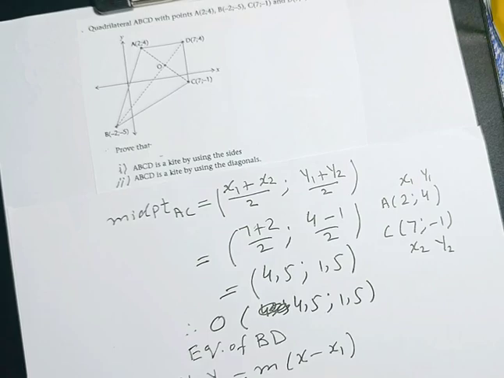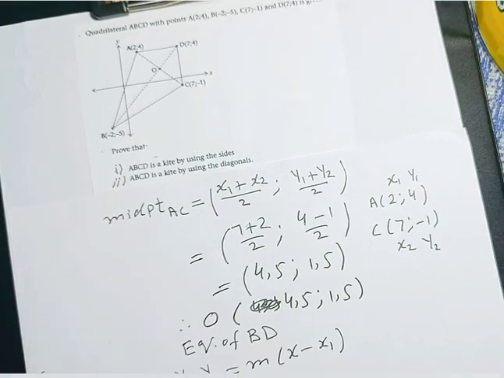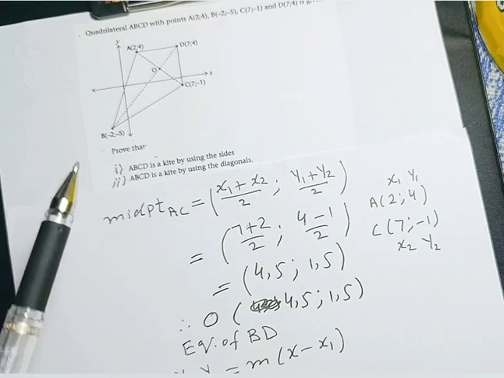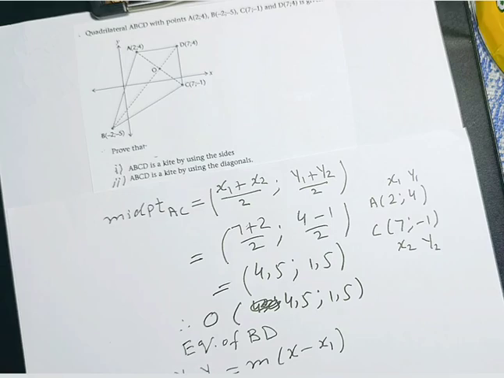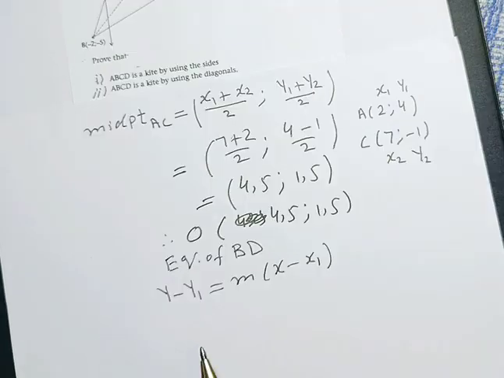You must find the midpoint of the shorter diagonal, and that's going to be the coordinates of O. Because the shorter diagonal is even, now we need to show that BD passes through O. So now we need to find the equation of BD.